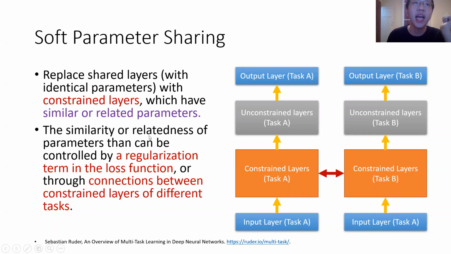And the similarity or relatedness of these parameters can be controlled by either a regularization term in the loss function. For example, we can have a loss function measuring the distance between a set of parameters for task A and for task B. Or we can add some connections between the constrained layers. So for example, we can have some connections going from task A's constrained layers to task B's constrained layers, so that they can share information, and to make sure that the entire network is intertwined with each other. Okay, so these are two types of basic forms of multitask learning.